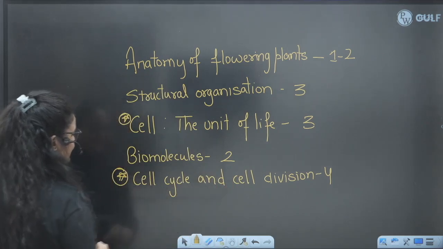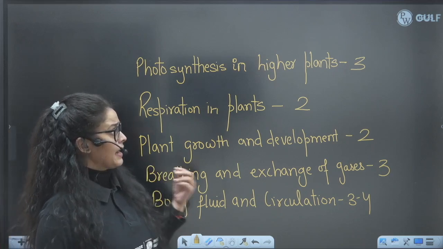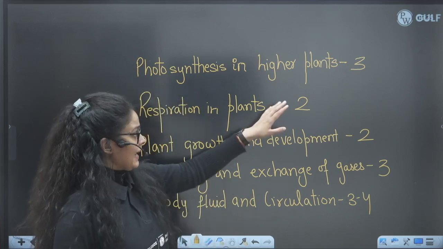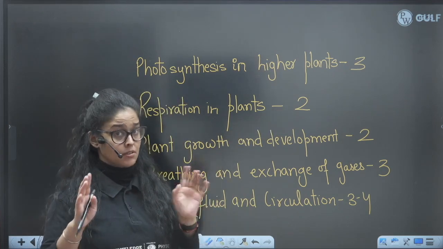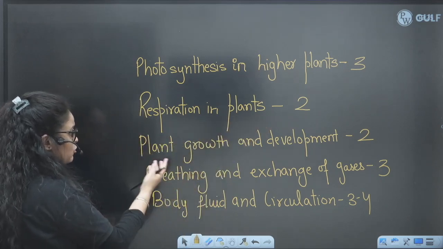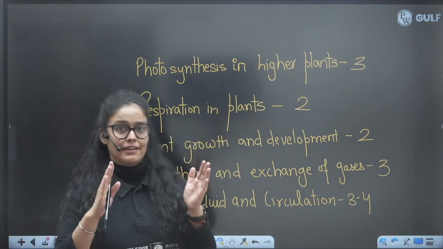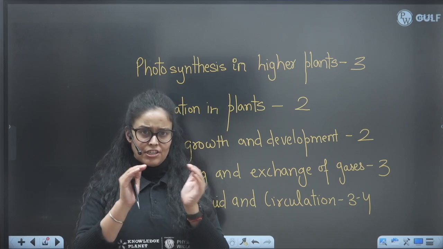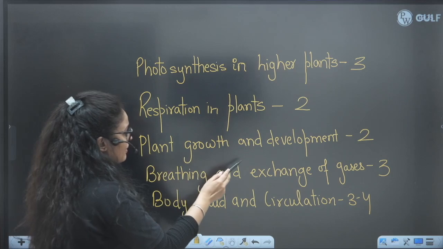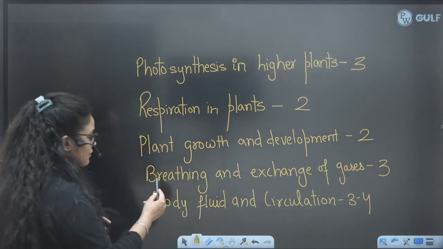See, cell cycle and cell division, you expect on an average 4 questions. Photosynthesis in higher plants, and the hot topic from this chapter is the electron transport chain, and you expect 3 questions from the overall chapter, so you don't have to skip it. Respiration in plants, 2 questions, and generally they ask questions from the calculation part, like respiratory values and all. Next, plant growth and development, they ask you hormones here, so you expect 2 questions on an average.